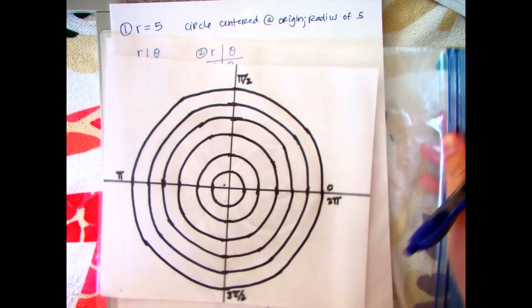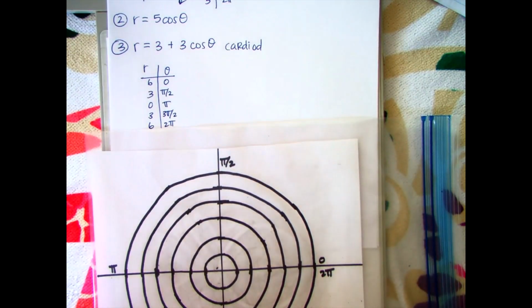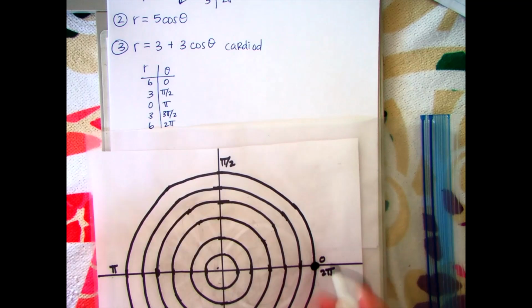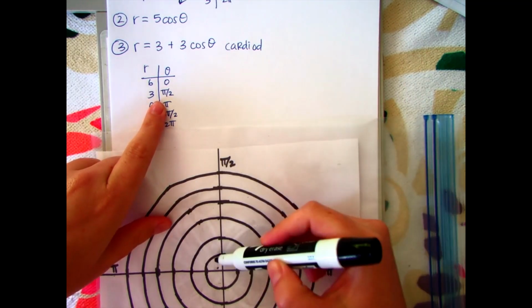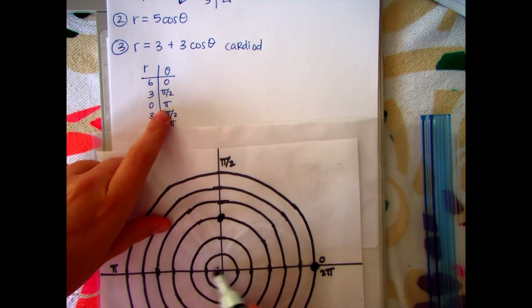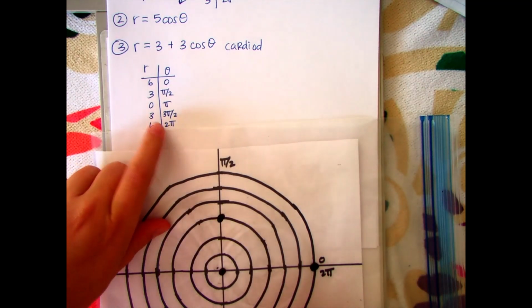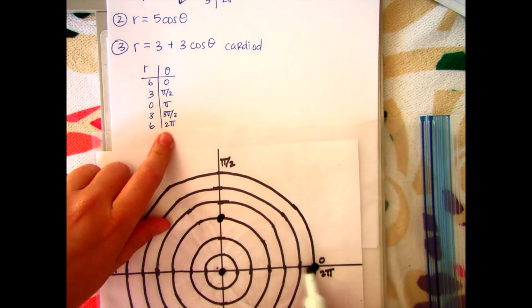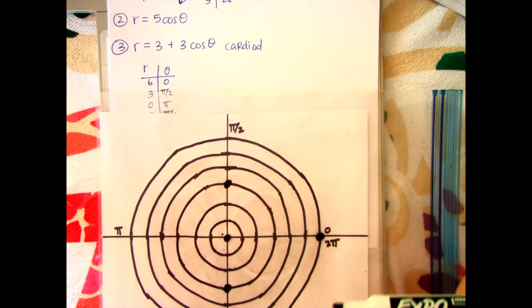So if I were to graph these: 6, 0. Pi over 2, I go to pi over 2 and I count up 3. Pi, I go to pi and I come nowhere. I stay where I am, so I'm right at 0. 3 pi over 2, I come down 3 towards 3 pi over 2. And then back to 2 pi, I come to 6. So looking at these 4 coordinates, that doesn't look like a heart to me. Does it look like a heart to you? So the answer to that is no.